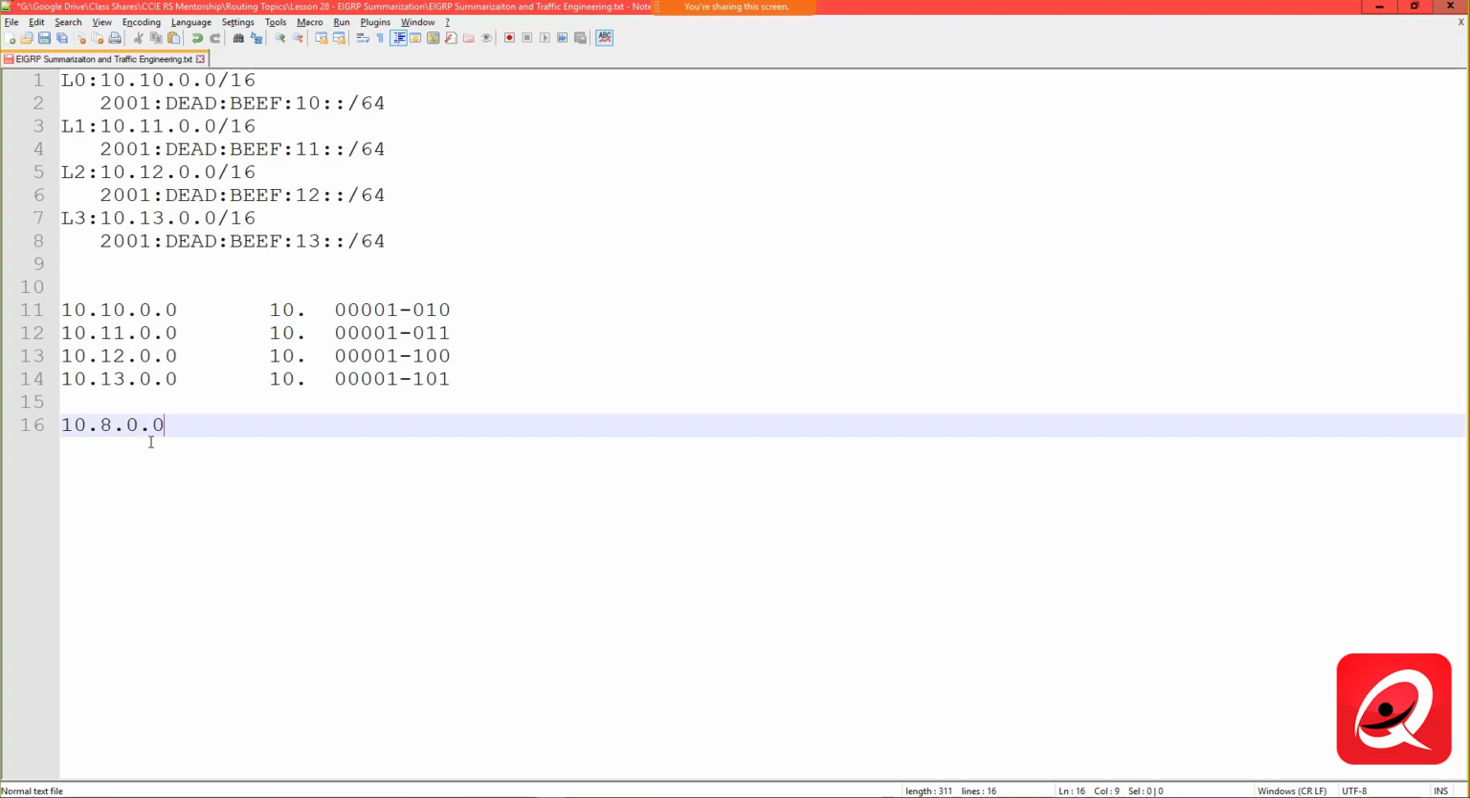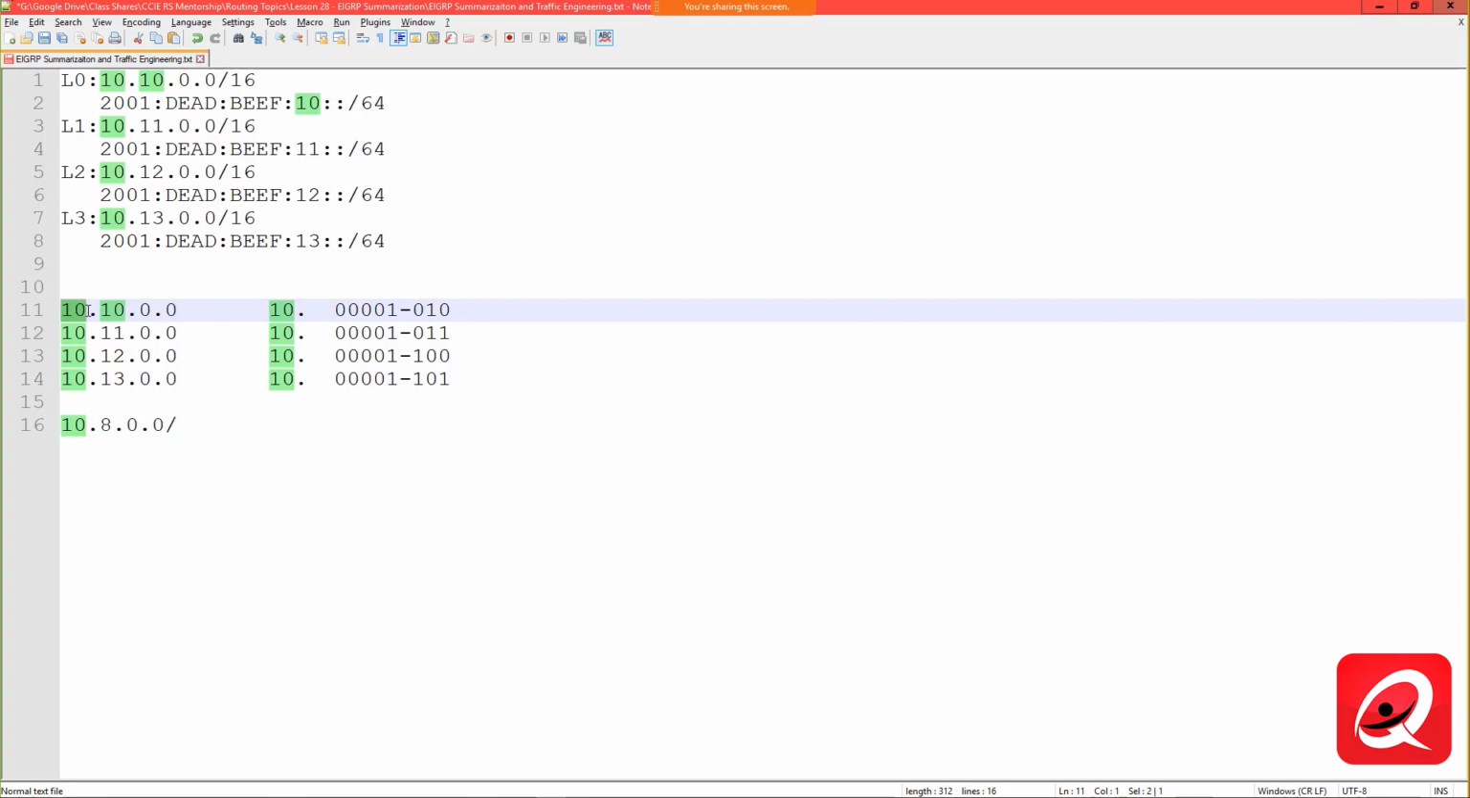And 0.0, and then my prefix is essentially going to be the number of bits that matched. So we have 8 bits here that matched, plus 9, 10, 11, 12, 13 bits here that matched. You can kind of see the common pattern there. So we would be using a /13 as our summary.